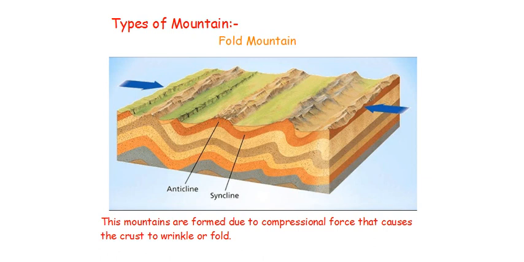and as a consequence we have fold mountain. Now fold mountain has two parts. The first part is called anticline. Now what is anticline?